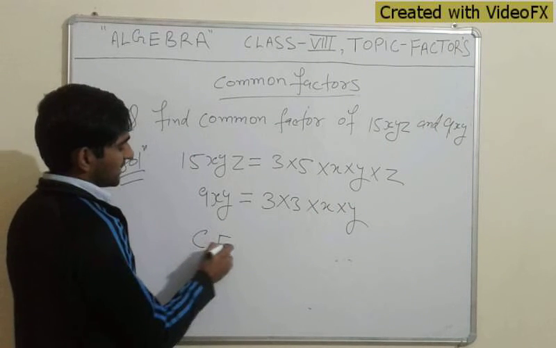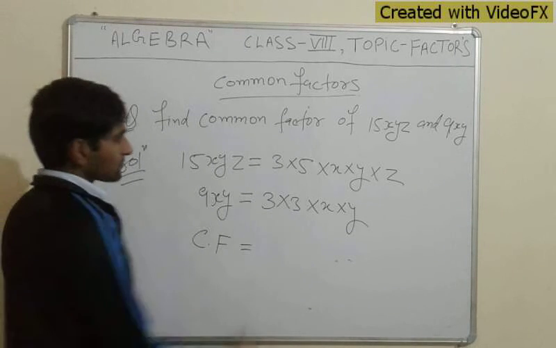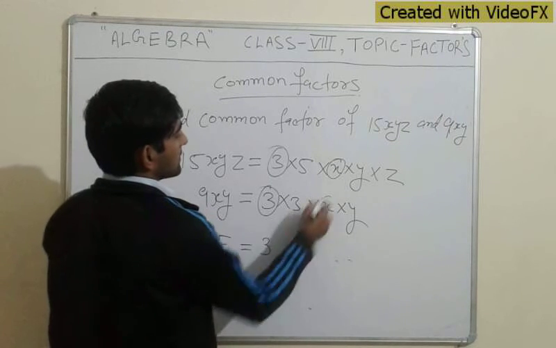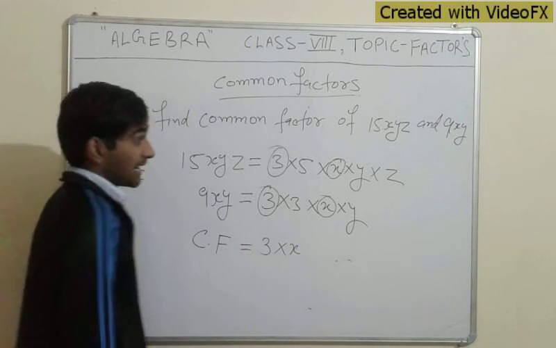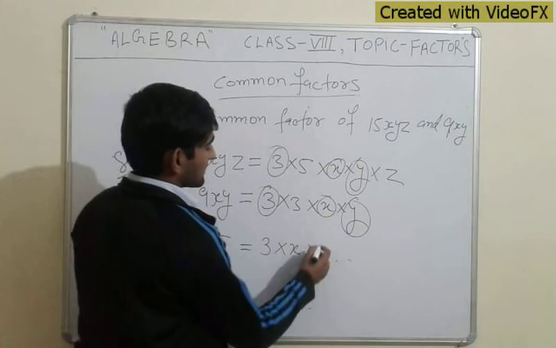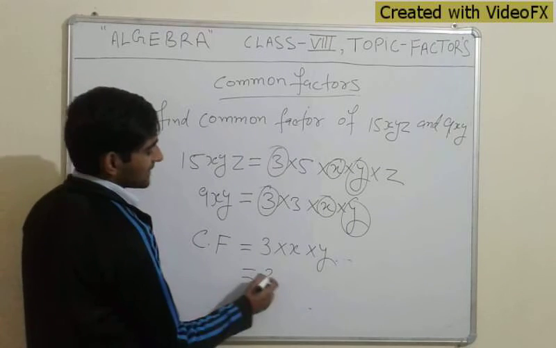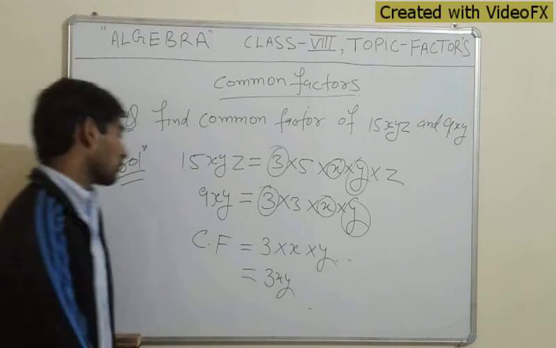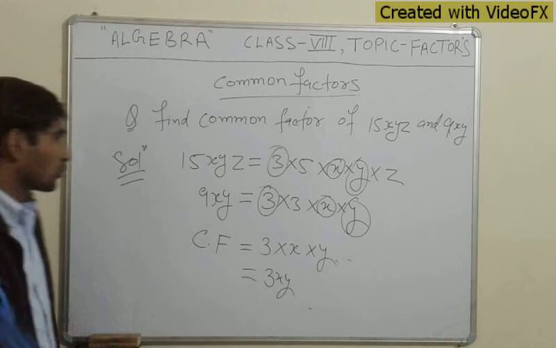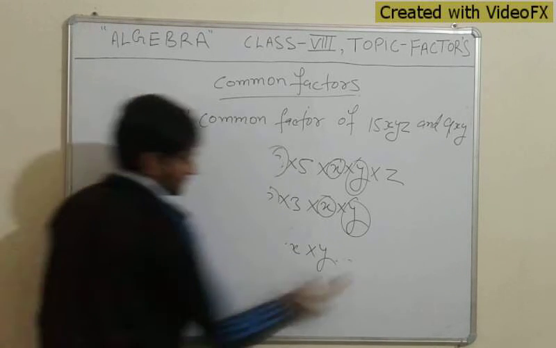So CF, we can write CF, this means common factor. The common factor is this 3, this x, and this y. So what is the final answer? The final answer is 3xy. So the common factor of 15xyz and 9xy is 3xy. Yeah, completed. Let's take some more examples.